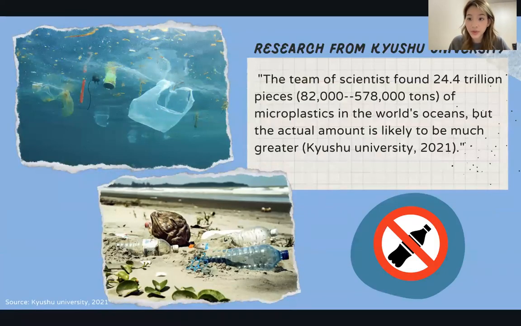Microplastic do not decompose. Therefore, once they exist in the environment, they remain in the ecosystem for a long period of time. According to a team of scientists from Kyushu University, they have assessed the amount of microplastic in the world's upper ocean and have discovered that there are 24.4 trillion pieces of microplastic in the ocean. However, the actual amount is expected to be substantially higher.